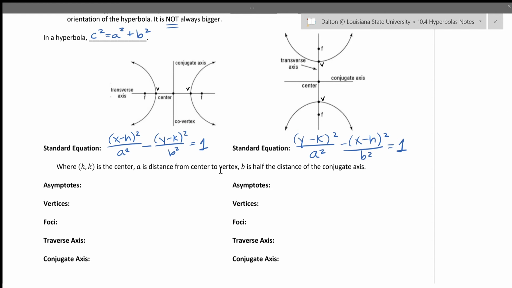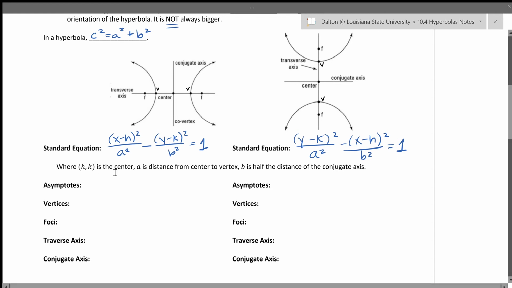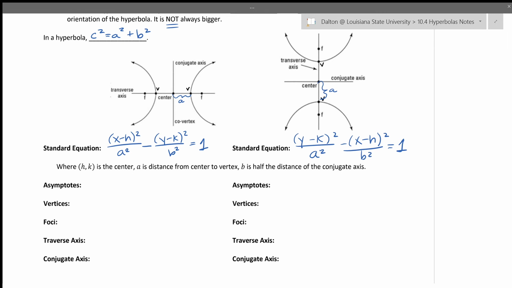Now, just to be clear, (h, k) is still considered the center point. A is the distance from the center to the vertex. So in this case, for the first one, a would be this distance. But in the vertical one, a would be this distance. Okay, again, it's not always necessarily bigger. B is going to be a little bit challenging for me to draw on these pictures right now, so I'm going to hold off and talk about what b looks like visually once we do an example. It is half the distance of the conjugate axis, though, which we talked about earlier.